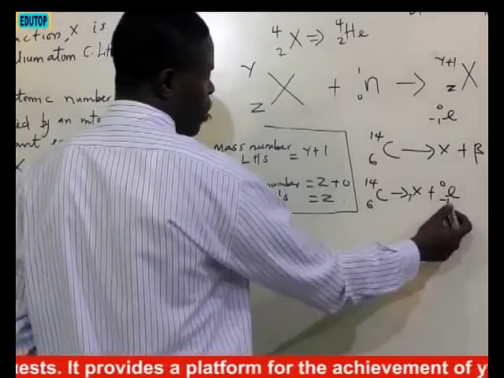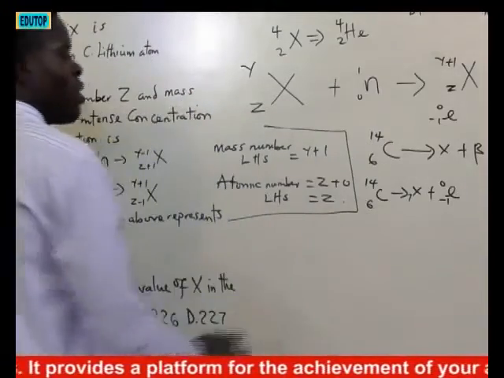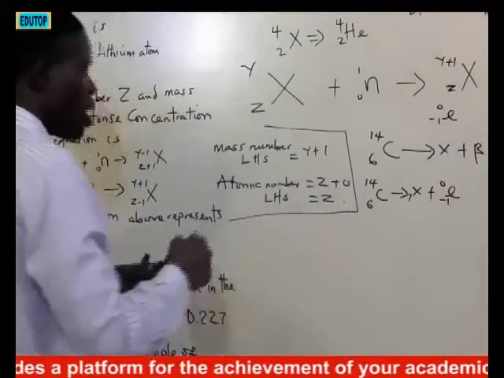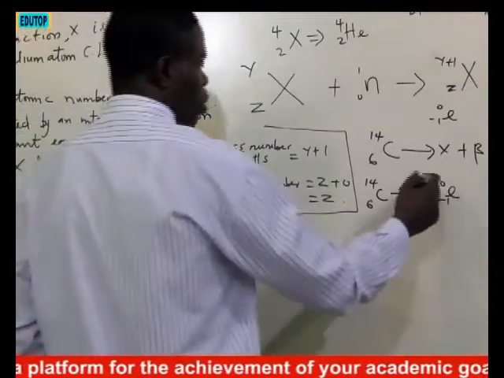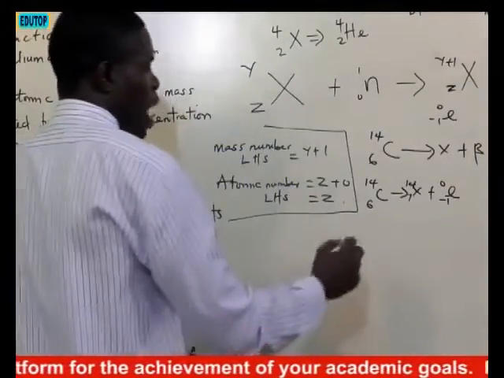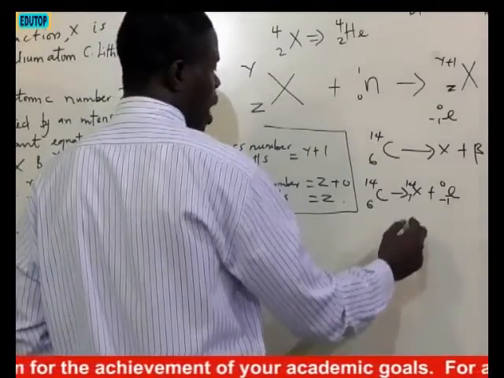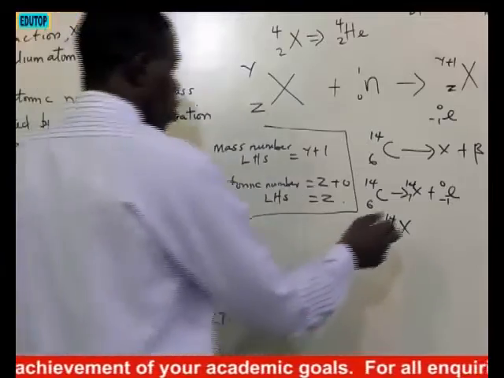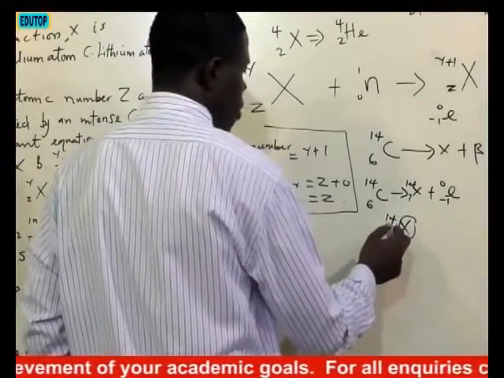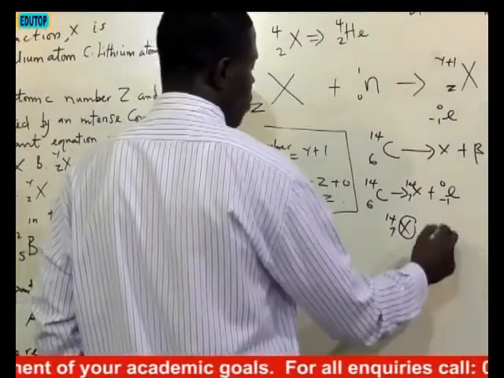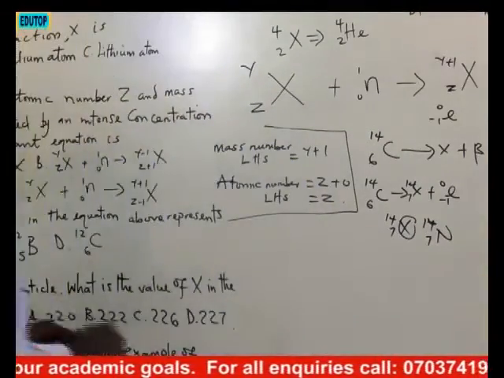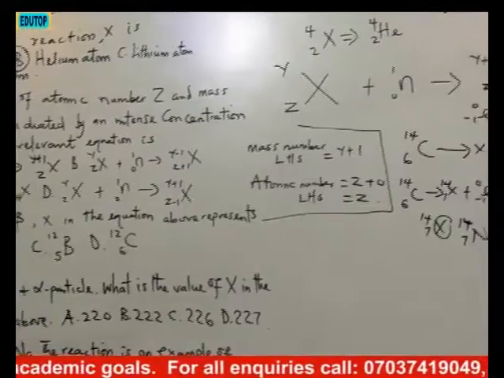Because 7 minus 6 will commensurate for the 6 that is here. Take note of that fact. But nothing happens to the mass number, because this is 0. That means 7. So we have 14 here. So we have the species as 14-7. Which species has atomic number of 7, mass number of 14? That is definitely nitrogen. So we go to our options and see the one that matches that. And that's the option.